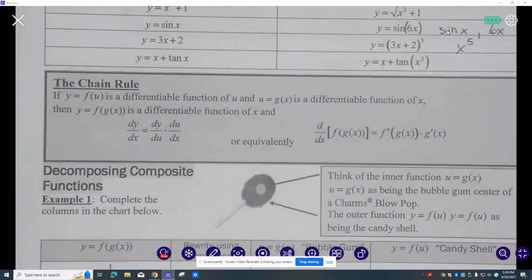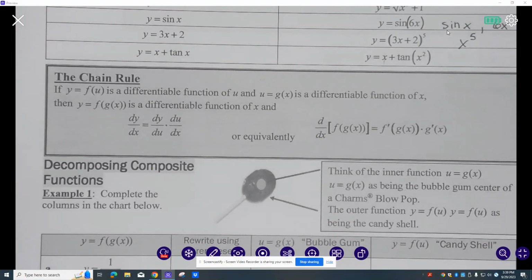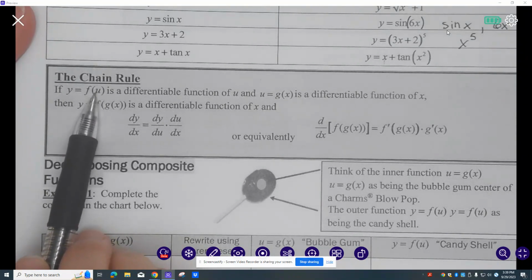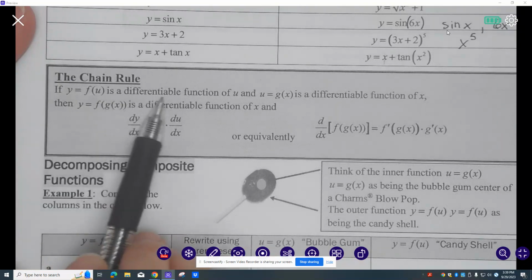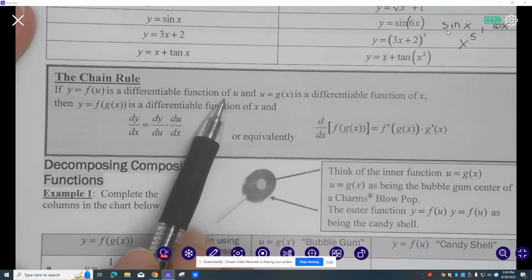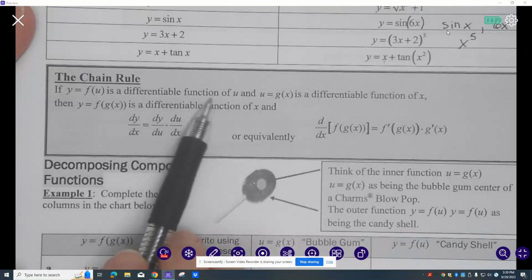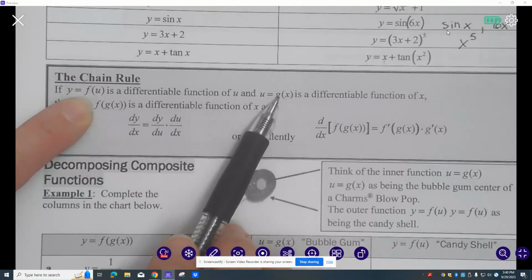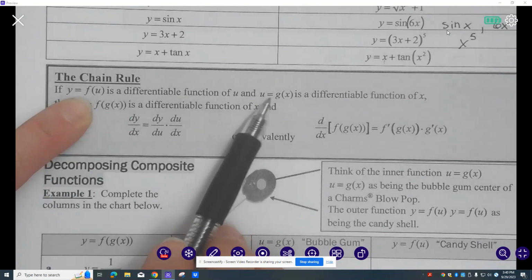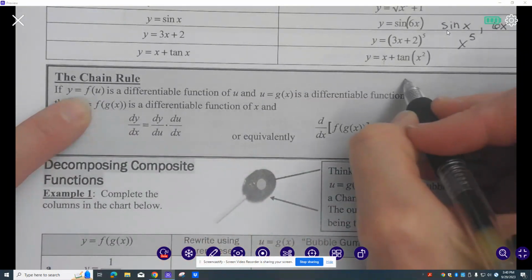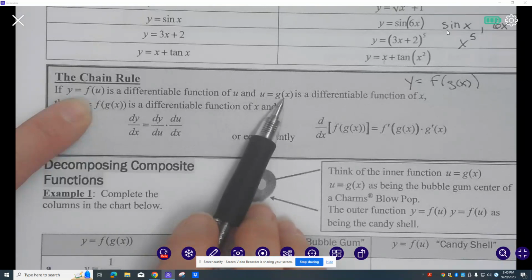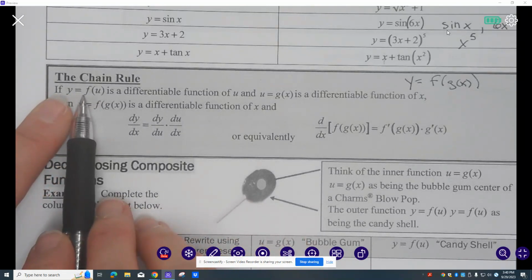Okay, this is the definition of the chain rule. It says if y equals a function, so y is a function that has the variable of u, and it's a differentiable function of u, that means the variable in f is u. But then it says u is another function. So picture if u is equal to g of x, then y is actually f of g of x. Here they're saying u is g of x, and this function is f of u.